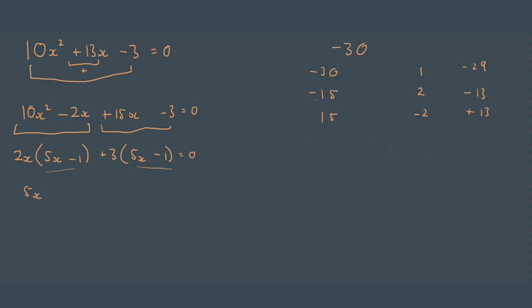So if we pull that bracket out the front, 5x minus 1, and the other two coefficients, 2x and plus 3, are the second bracket, and there it is factorized, even though we didn't have a equal to 1 at the front. So solving those two brackets individually, x equals 1 over 5, or if we solve this one, x equals negative 3 over 2.